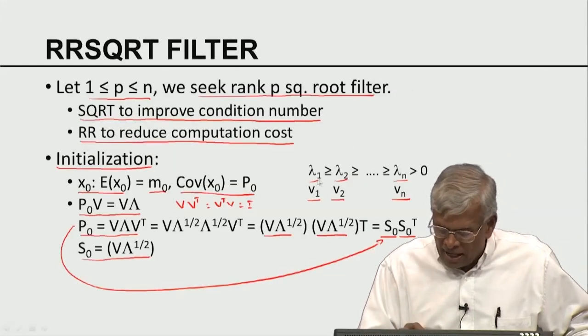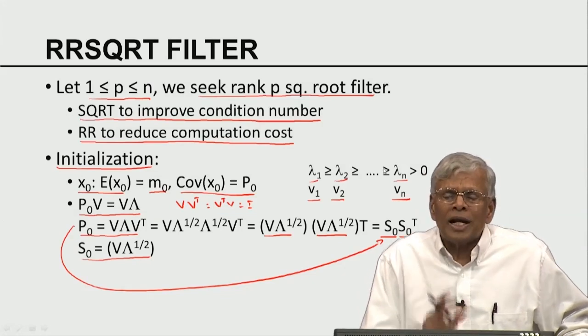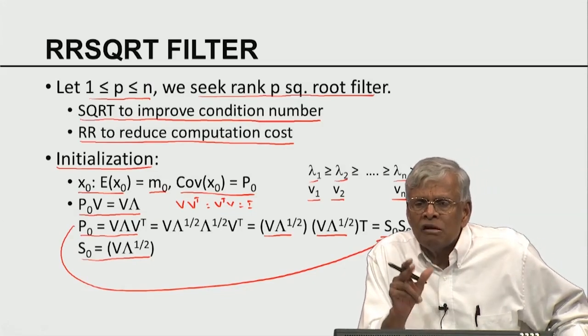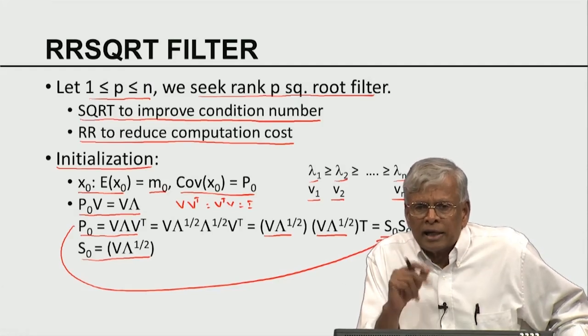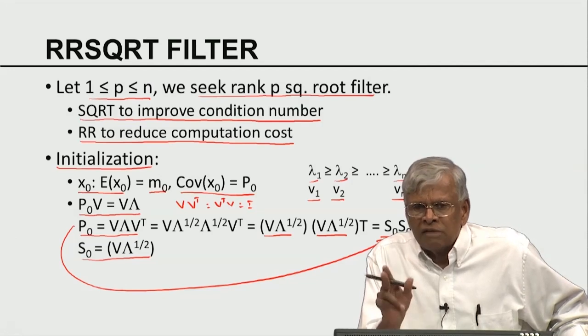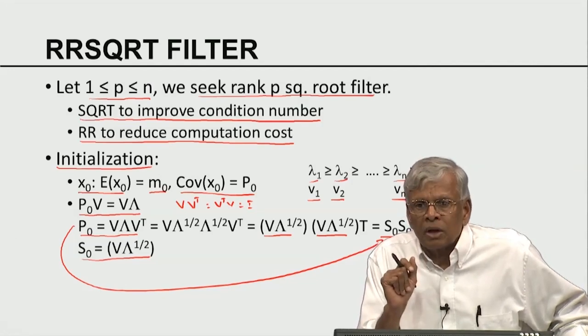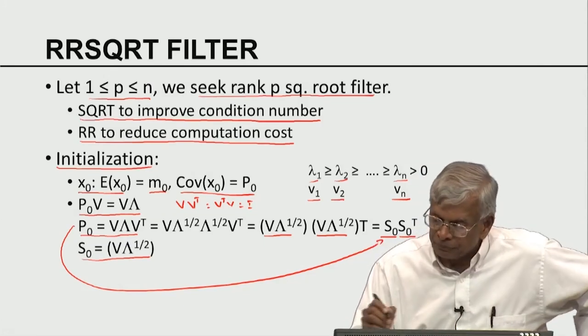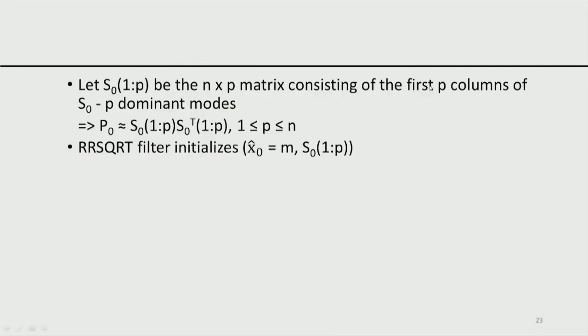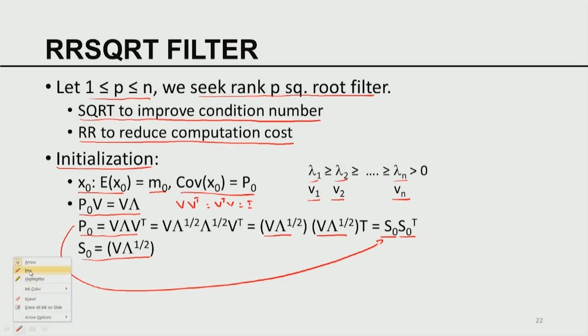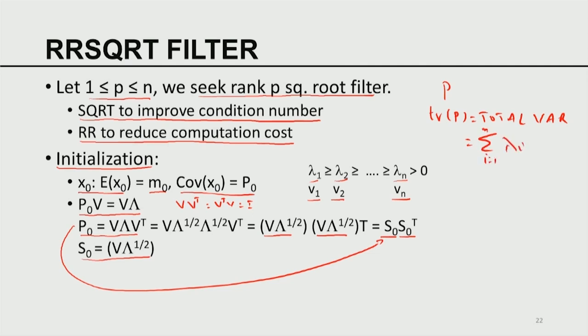Now I would like to come to the approximation. We have ordered the eigenvalues in decreasing order. So let us pick the top p eigenvalues lambda 1 to lambda p and the corresponding top p eigenvectors v1 to vp. Why is that? We have already alluded to this, I will say it again. If P is a covariance matrix, the trace of P is equal to the total variance in all the components, and the total variance is the summation of lambda i, i equal to 1 to n.